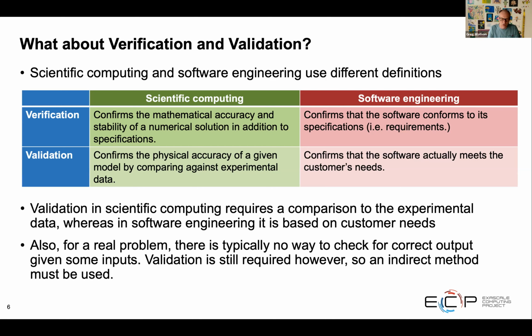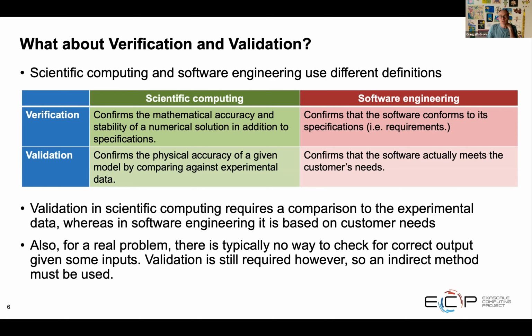Verification will involve, for example, comparing model solutions to reference solutions or checking for convergence and things like that. So essentially, it's more complex than the software engineering terminology. And similarly, for validation, from a software engineering perspective, it's essentially confirming that the software meets the customer needs. Whereas from a scientific computing perspective, it's more complex. Essentially, it's determining the accuracy of the model, and that's done normally by comparing the outputs of the model with experimental data.